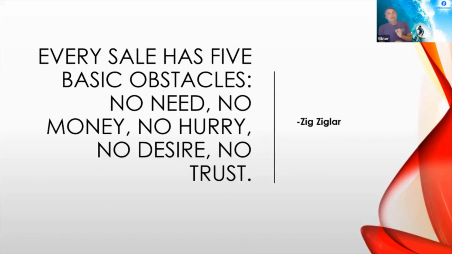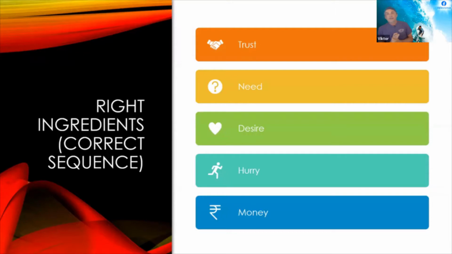But Zig said, every sale has 5 basic obstacles: no need, no money, no desire, no trust. Zig got the elements right, but he got the sequence wrong. Now here, if you are going to take notes, take mental notes on this, because this is the correct sequence.